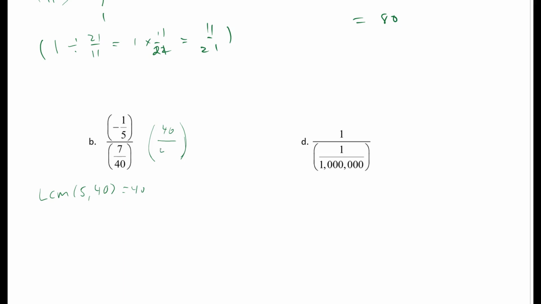So if I choose 40 over 40 for this one, I'll have negative 1/5 times 40 over 7/40 times 40. And then that 5 will cancel here, because 40 over 5 is the same as 8 over 1, that's negative 8. And the 40 over there gives us negative 8/7.